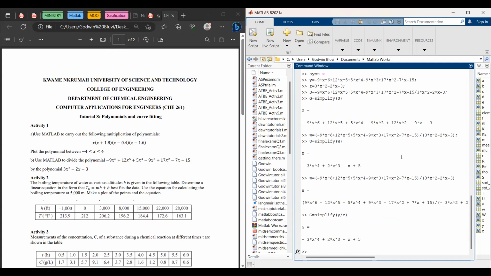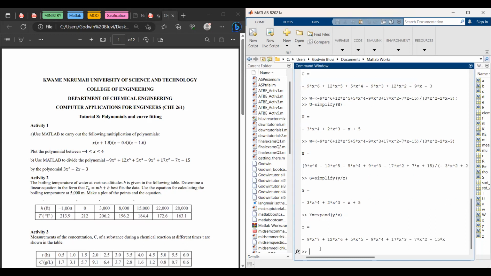So it worked. So what somebody can do is that somebody can also do it the way I did it the first time. Just do Y and Z. Do you understand? Put them as different variables, Y and Z. Then when you get there, just simplify Y over Z. If you want to divide, you have to use simplify. So in that case, I think you can try capital Y is equal to expand Y times X. Do that. You get that.